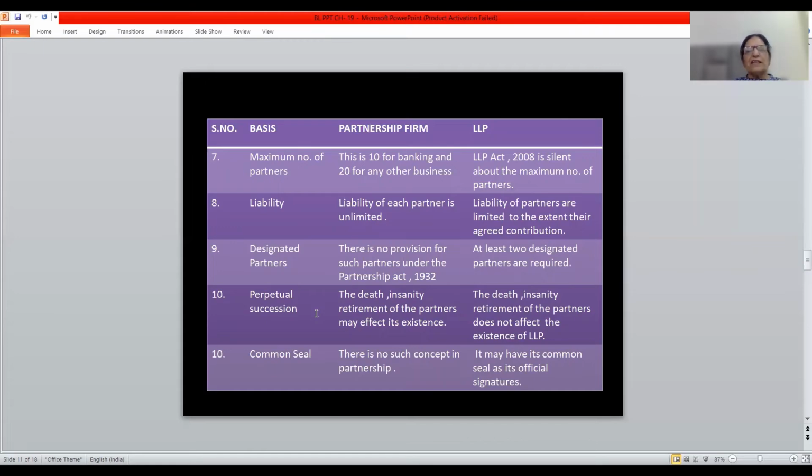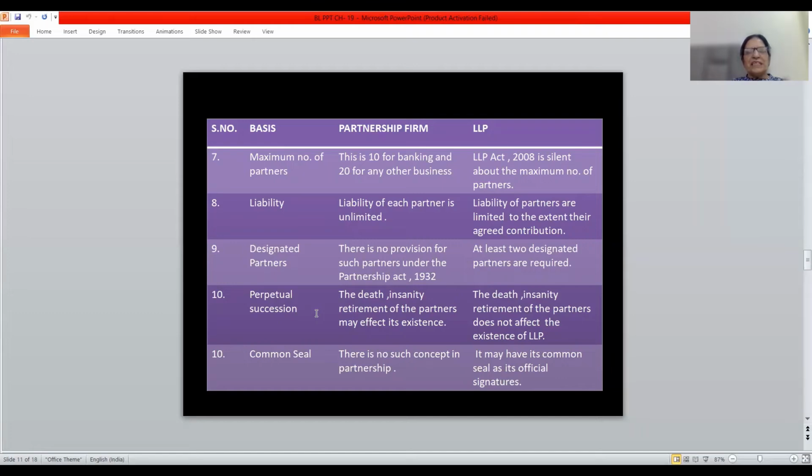Liability of each partner is unlimited in case of partnership firm. That is why we talk about private debts versus firm's debts. Partner's liability in case of LLP is limited up to the amount of agreed contribution. Designated partner: there is no concept of designated partner under the Partnership Act 1932, but at least 2 DPs are required in case of LLP.